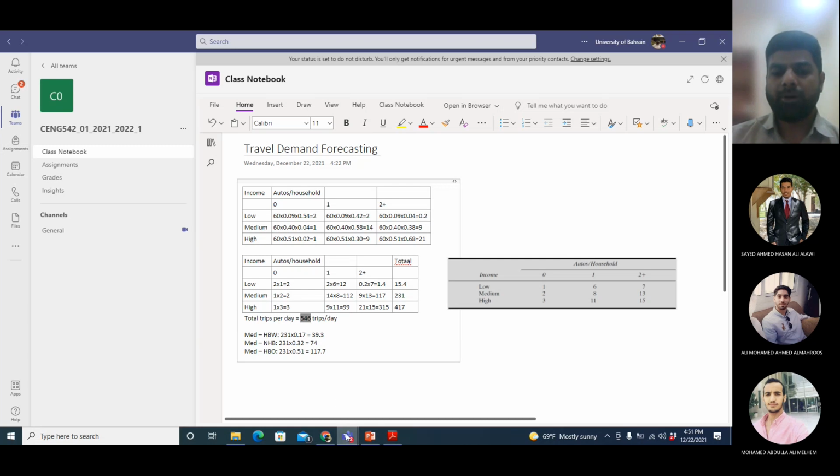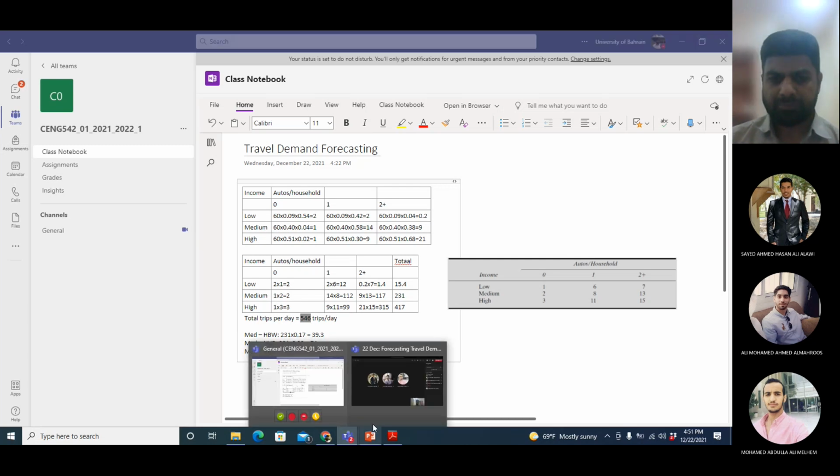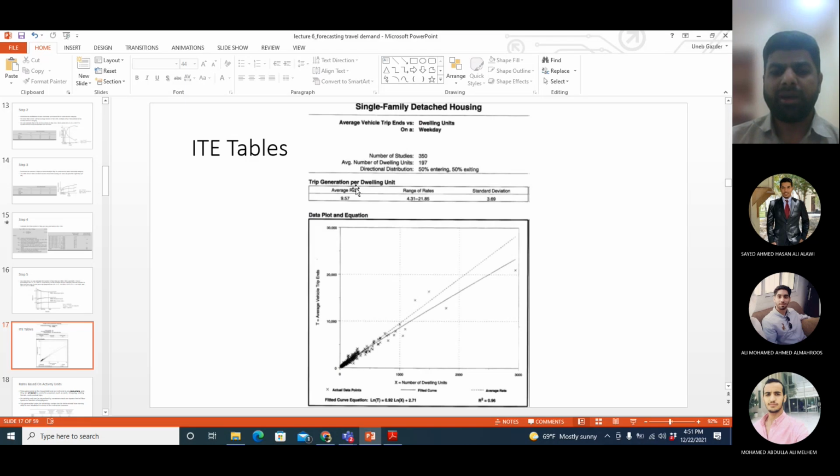So they did it for 350 zones. This is the average number of trips per household for 350 zones. You can take this value and multiply it with the number of households in your area. You will get the total number of trips generated from your area. Simple. But keep in mind, you cannot do it every time. It will not apply to your area every time. Life is not that simple.